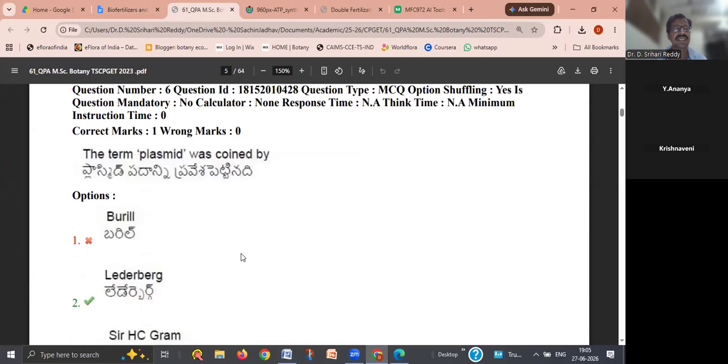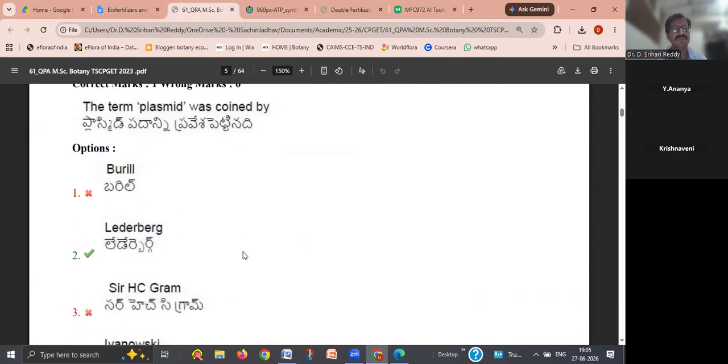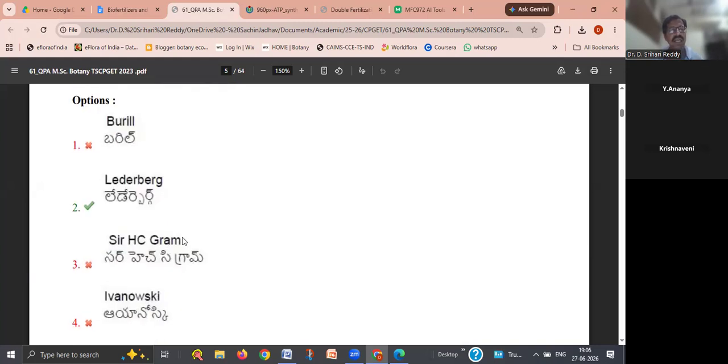So the next question is: the term plasmid was coined by. Who coined the term plasmid? The right answer is Lederberg. Lederberg is the right answer.